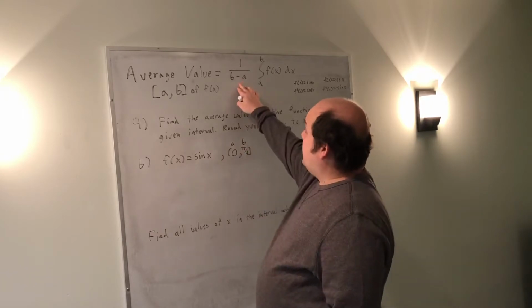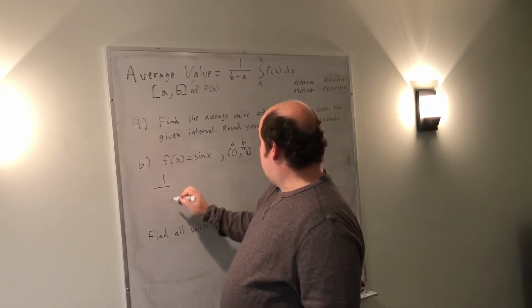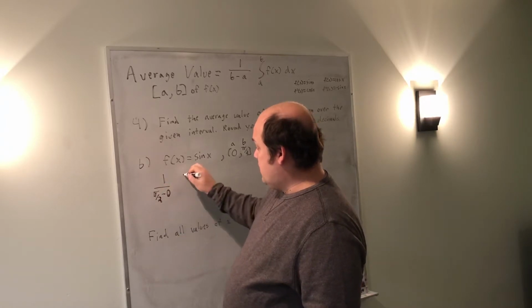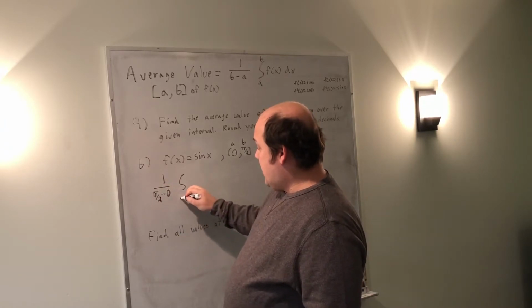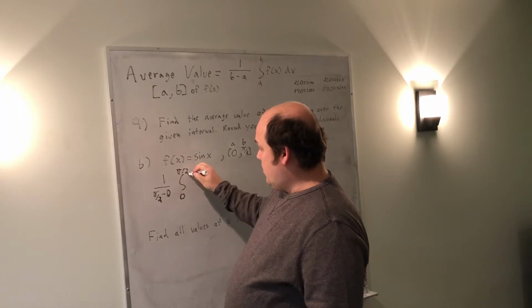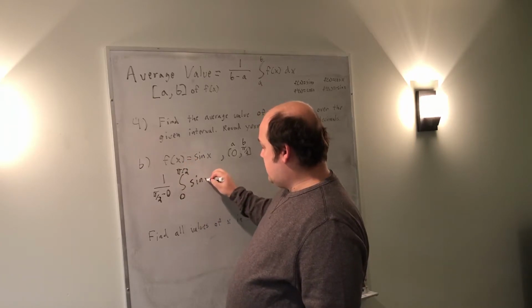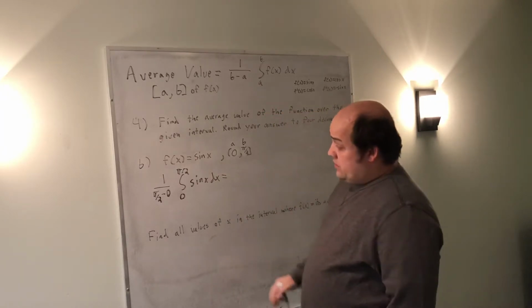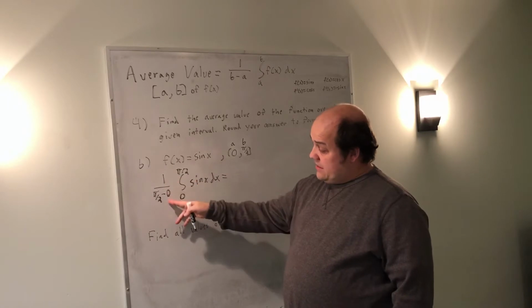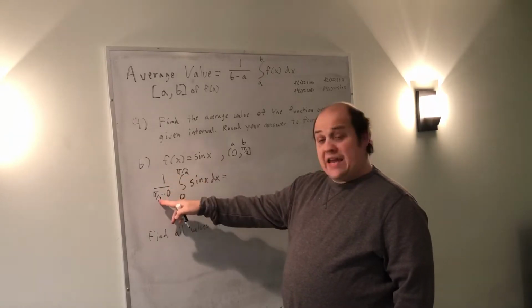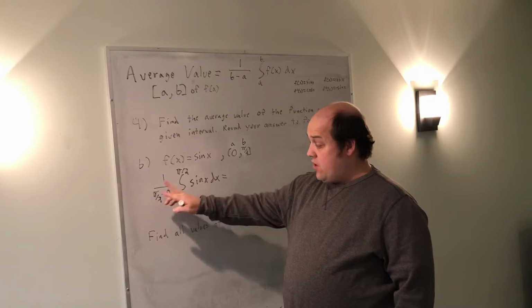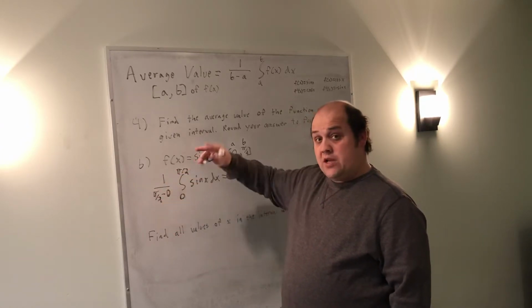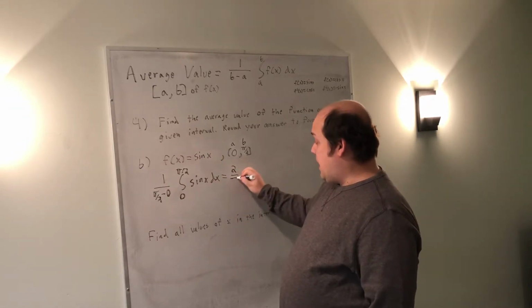So when I plug into this formula, it becomes 1 over b, pi over 2, minus a, 0, times the integral from a, 0, to b, pi over 2, of f of x, sine x, dx. When I go to do the first step, which is simplifying the outside, 1 is being divided by a fraction. When you divide by a fraction, you flip it and multiply. So it's 1 over pi over 2, which becomes 2 over pi.